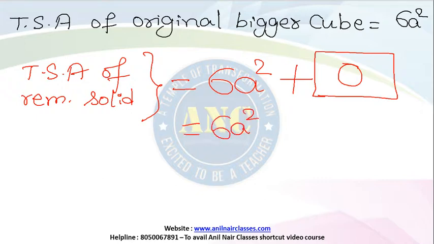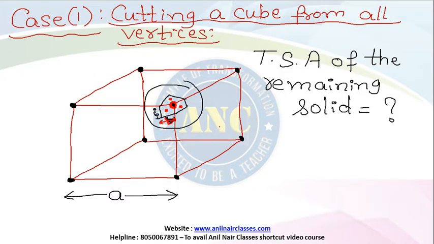There is no loss occurring in case 1. If you cut a cube from all the vertices, I am talking here about only one vertex. One vertex is giving you a loss of 0.